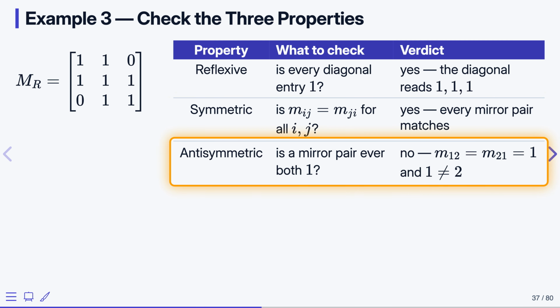Antisymmetric. Here we look for a mirror pair where both entries are 1 on two different elements. We find one straight away. Row 1 column 2 is 1 and row 2 column 1 is also 1, and 1 is not equal to 2. So the relation is not antisymmetric, and that mirror pair is the witness.